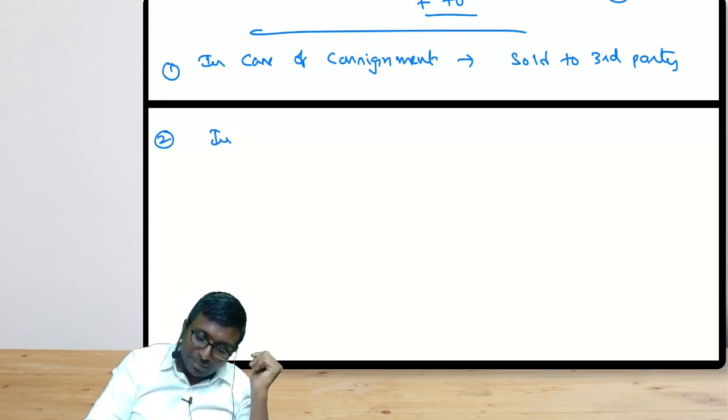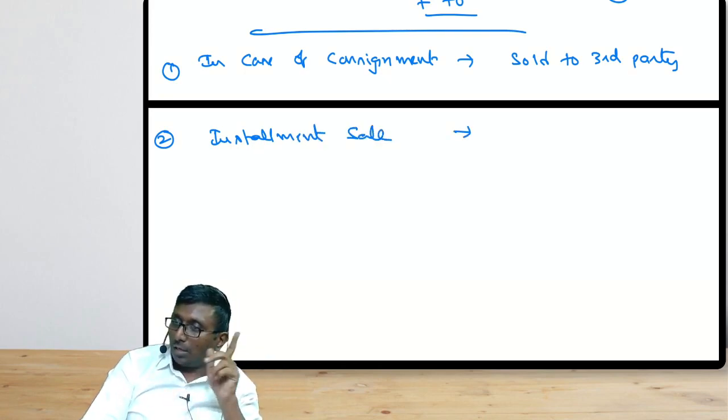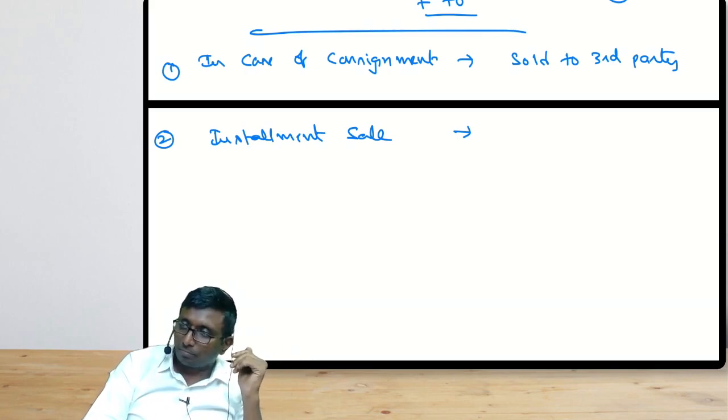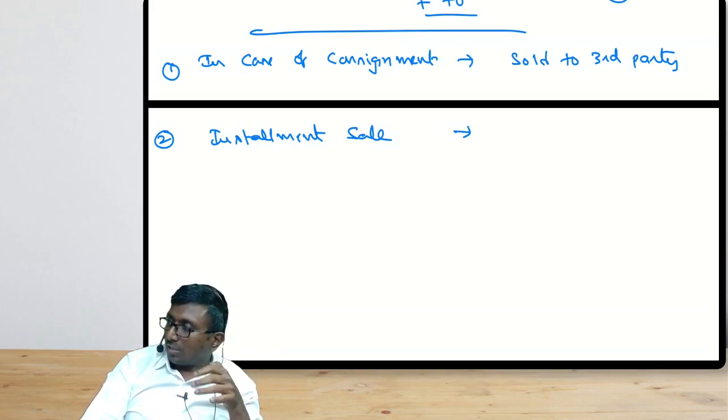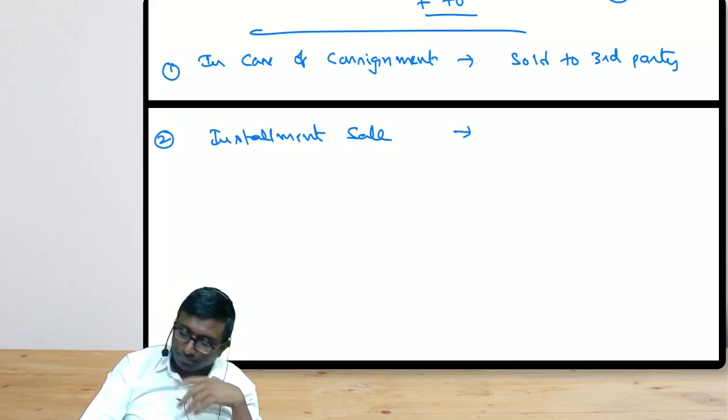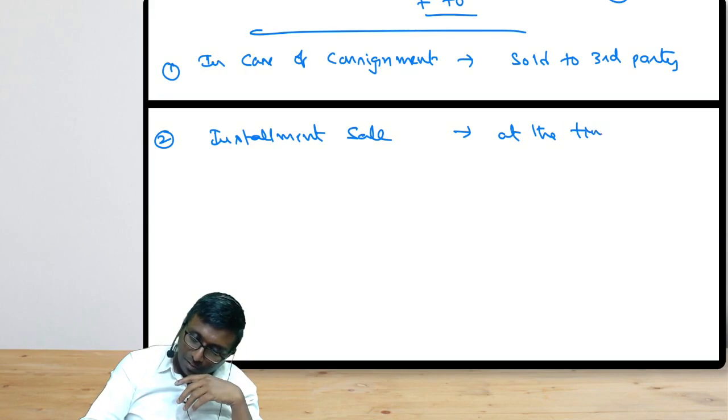Next. Suppose it is an installment sale. In an installment sale, when do you say the sale happens: on the last installment or the first installment? Hire purchase situation? Last installment? You people said it the opposite way. Installment and hire purchase are the same. In an installment sale, risks and rewards and ownership are transferred at the beginning, at the time of sale itself.